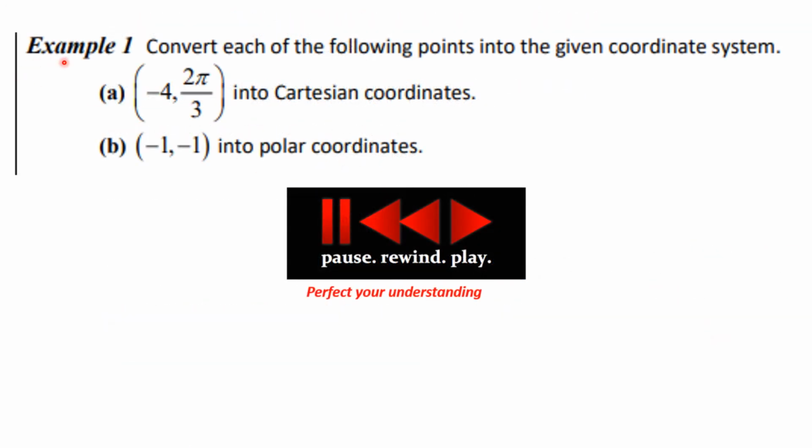Here's a problem for you to practice this. I'm asking you to convert each of the following points to the given coordinate system. Here we have minus 4, comma 2 pi over 3. This is given in polar coordinates, and you want to turn it into Cartesian coordinates. And here you have minus 1 in Cartesian coordinates, and you're turning it into polar coordinates.